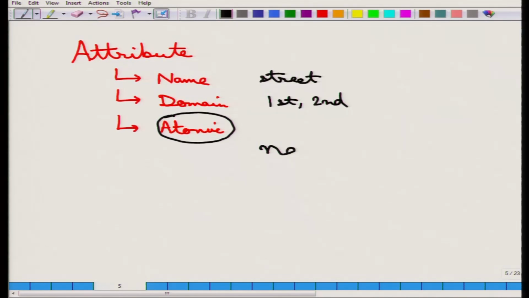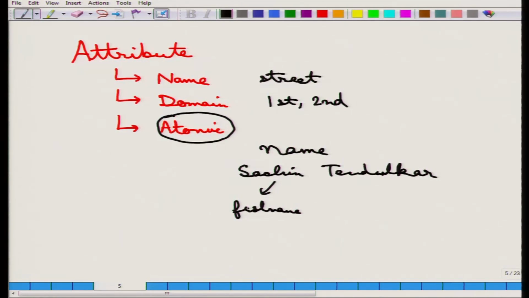But let us take an example of name. The name of a person, let us say we can take the name Sachin Tendulkar, is actually not atomic, because this can be broken into first name as well as last name. So it depends on whether you want to call it atomic or not, but generally attributes are supposed to be atomic. So these are indivisible, and these are not sets. That is the other meaning of atomic.